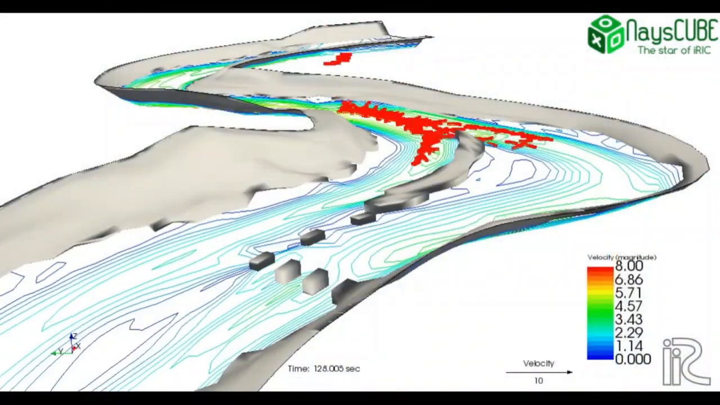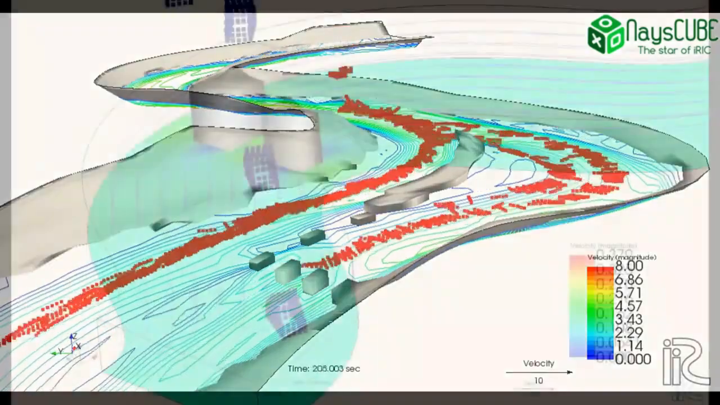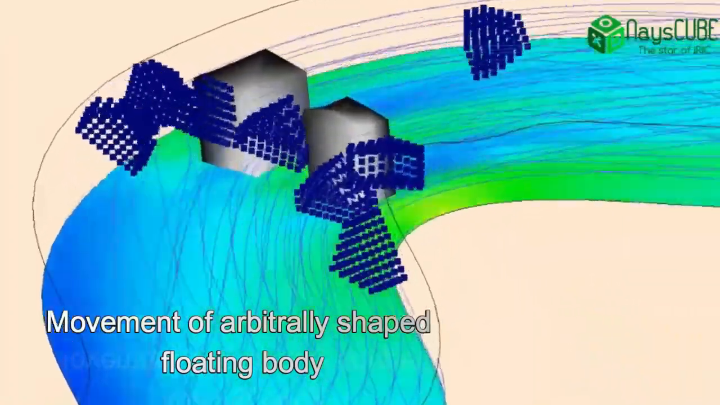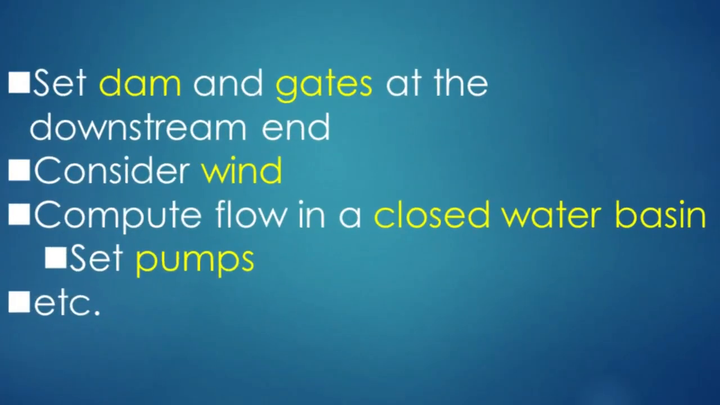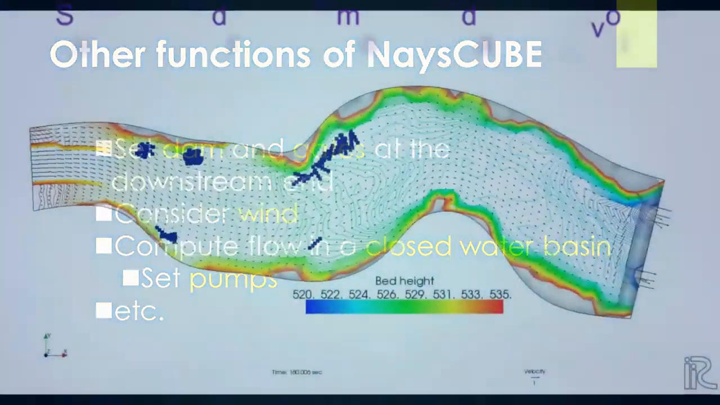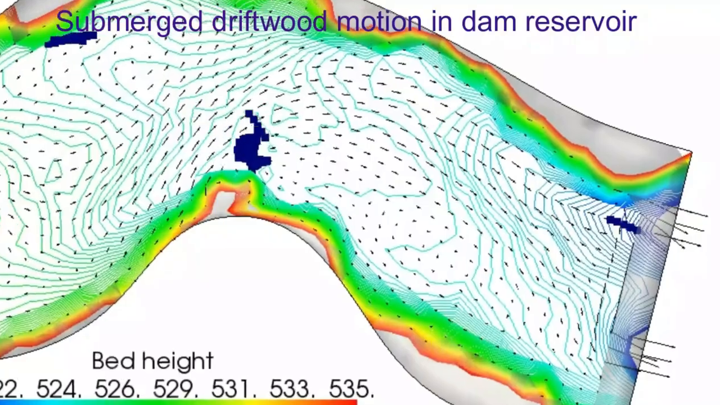This is an example of a computational result of driftwood movement in a river. The motion of arbitrarily shaped floating bodies can be easily reproduced by arranging element spheres on the object shape. NaysCUBE also has functions to calculate considering dams, gates, winds, closed water basins, pumps, etc. This is an example of simulated submerged driftwood motion in a dam reservoir.